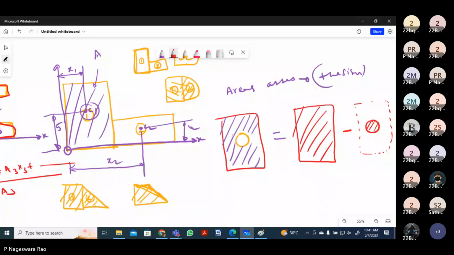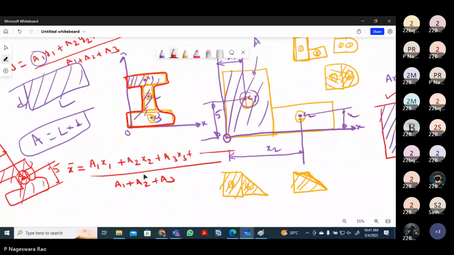That means if you want to get the centroid for this case, I need to take the first area. This is the second area, but the second area has to be subtracted. That means in this formula, wherever an area is removed, suppose the second area is removed, we have to give a negative sign here. Similarly, here also we have to give the negative sign. So the logic is very simple. If the areas are added, give the positive sign. If the areas are removed, give the negative sign.